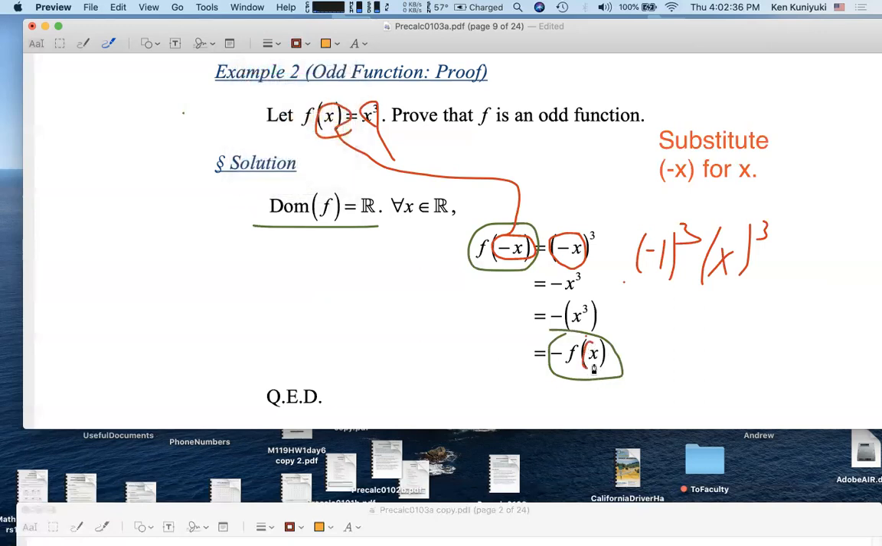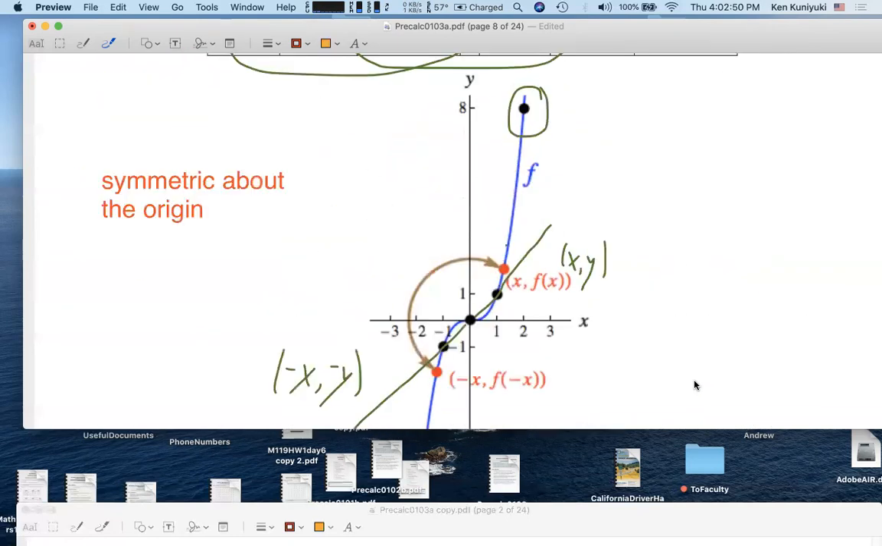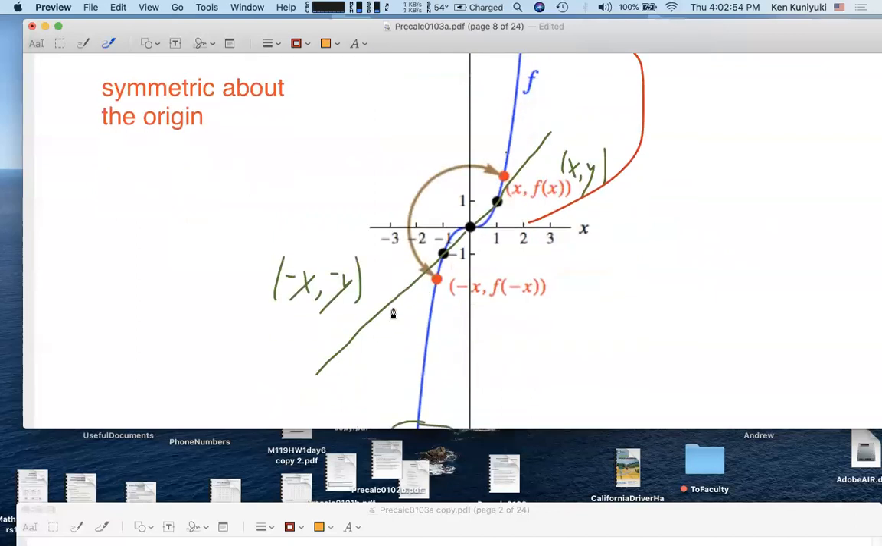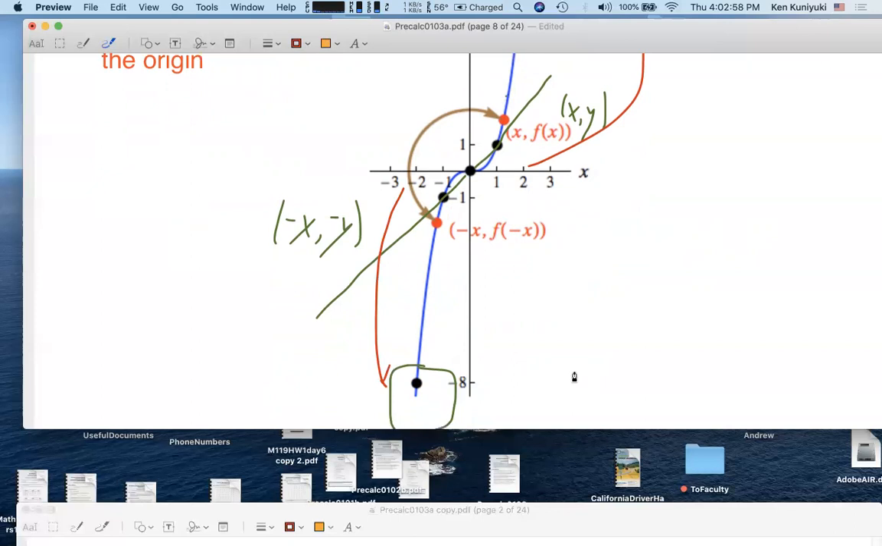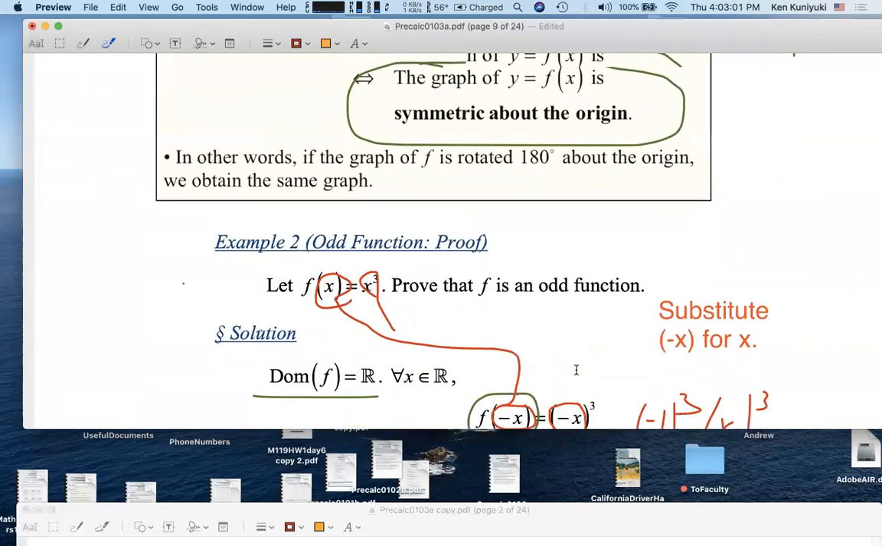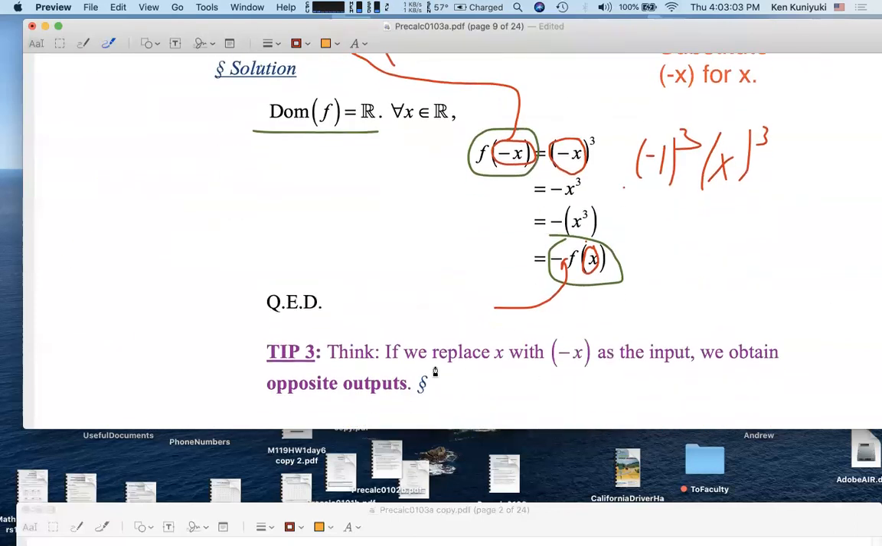Opposing function values yield opposing x values in the domain. Opposing x values in the domain yield opposing function values. If 2 gave us +8, -2 will get us -8 as the function value or y-coordinate. If we replace x with its opposite as the input, we obtain opposite outputs.